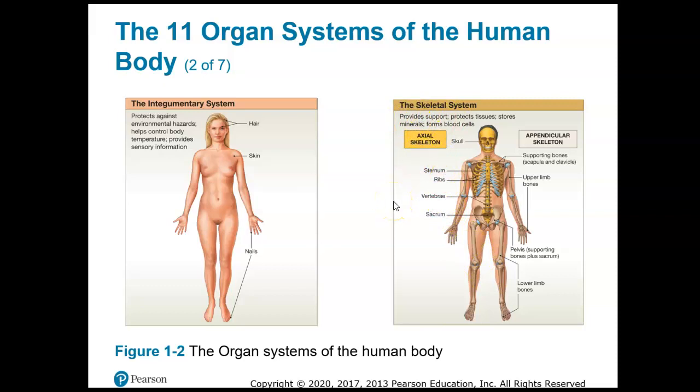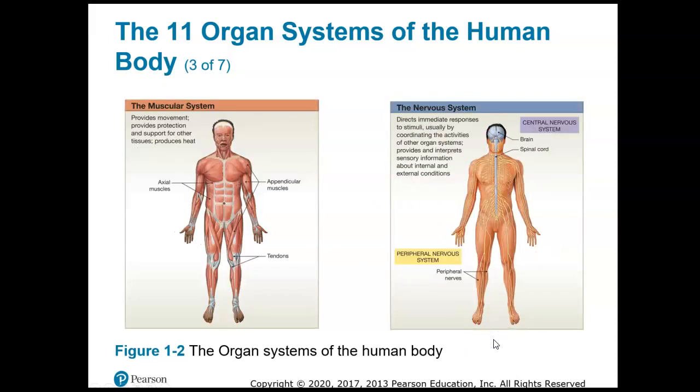The skeletal system provides support, protection. For example, the skull protects the brain. Storing minerals. Bones store the mineral calcium, and also in long bones, fat is stored in the bone marrow. And the red bone marrow of the bones form the blood cells, red blood cells, white blood cells, and platelets. So the bones do a lot more probably than you realize.